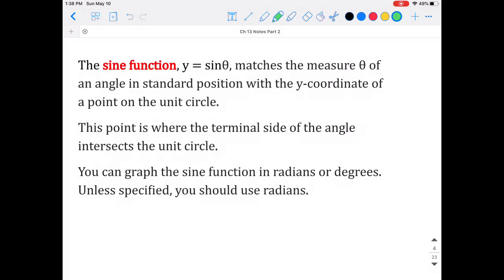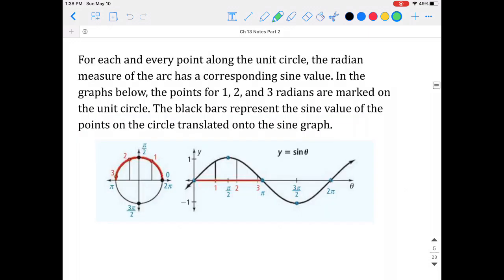So when we're graphing our sine function, it's going to look something like the graph at the bottom, and these points on our sine function match up with the points on the unit circle. So for each and every point along the unit circle, the radian measure of the arc has a corresponding sine value. In the graphs below, the points for 1, 2, and 3 radians are marked on the unit circle. The black bars represent the sine value of the points on the circle translated onto the sine graph.